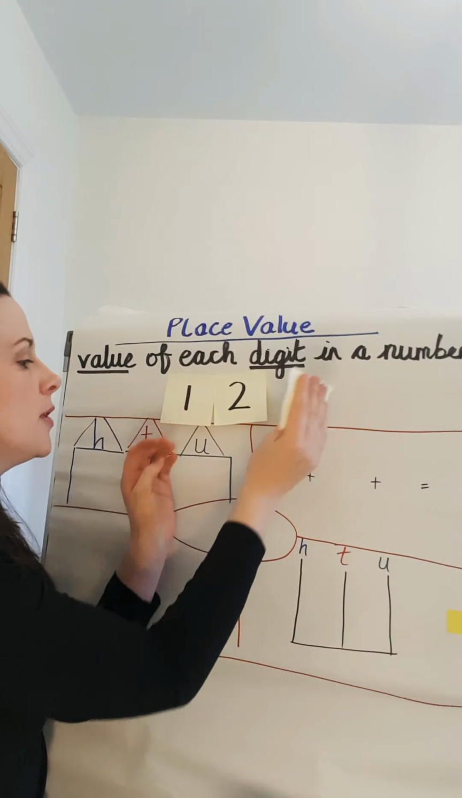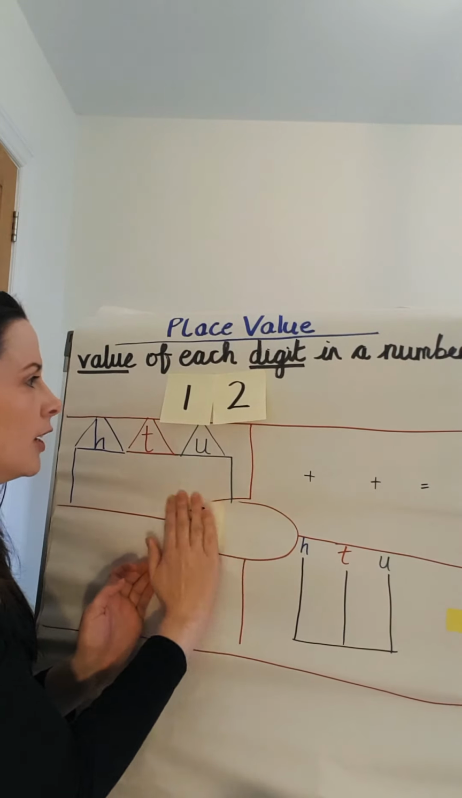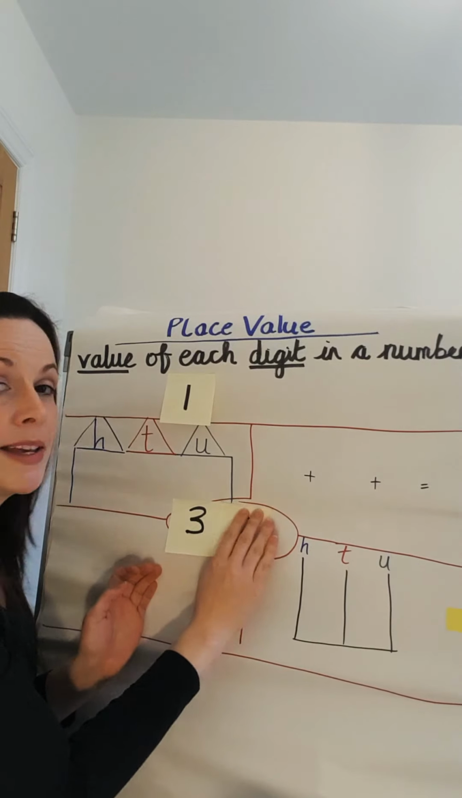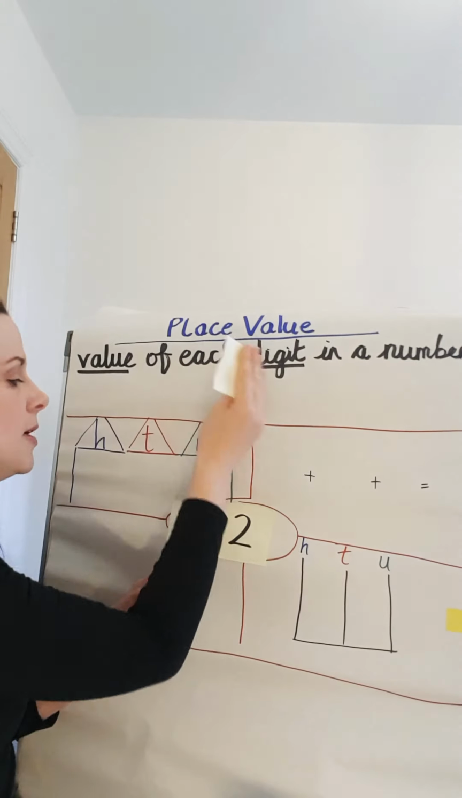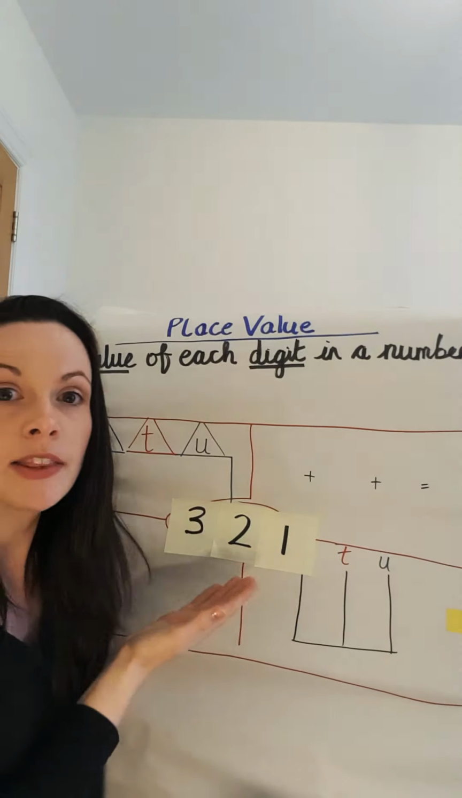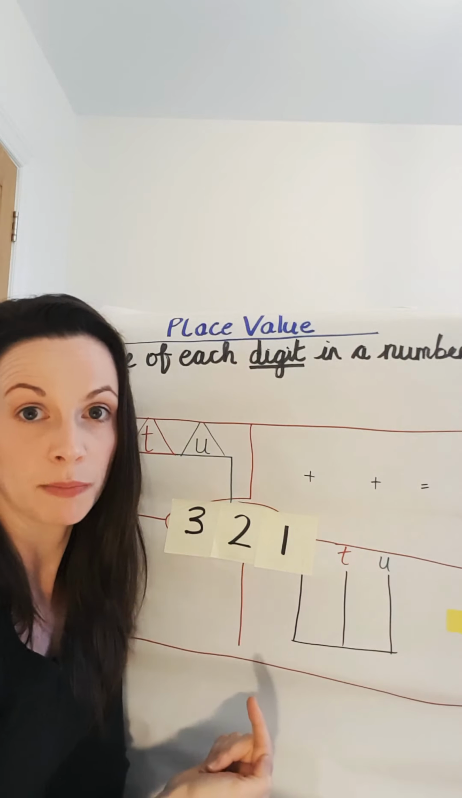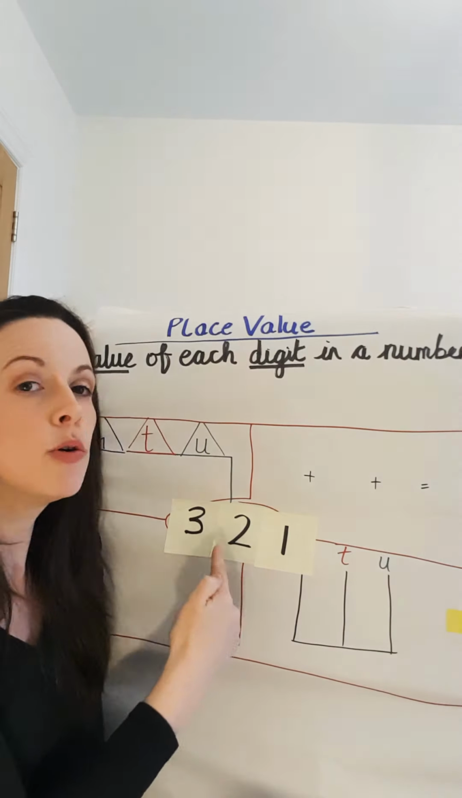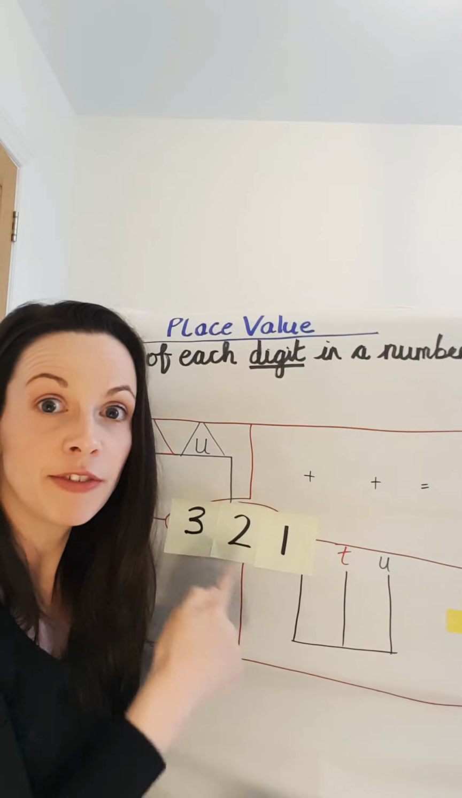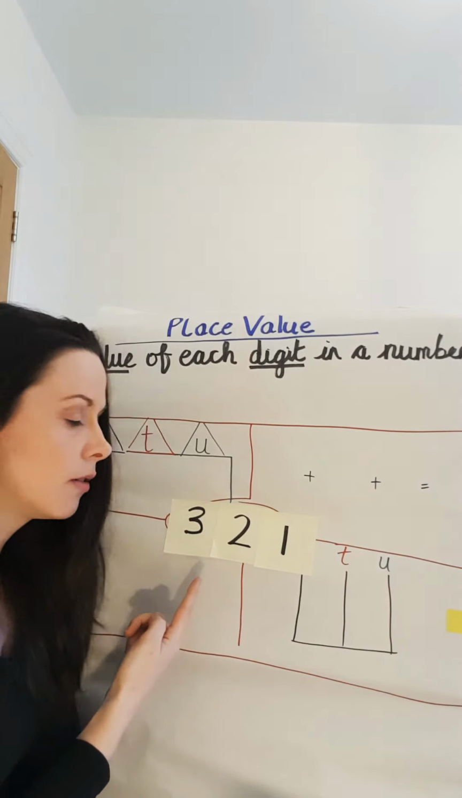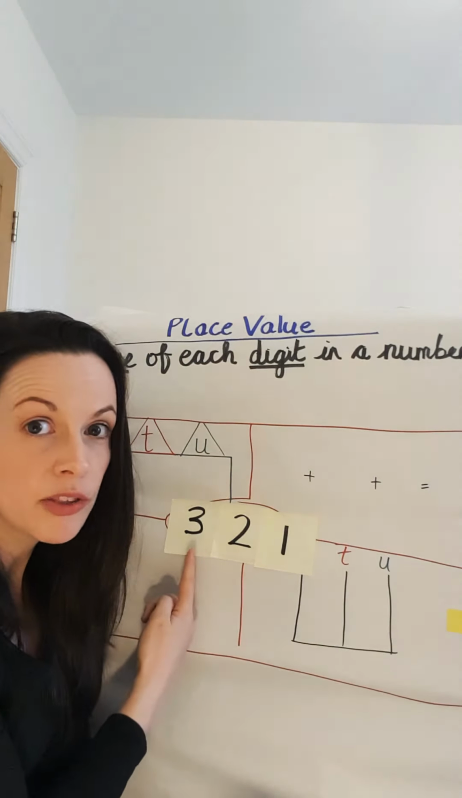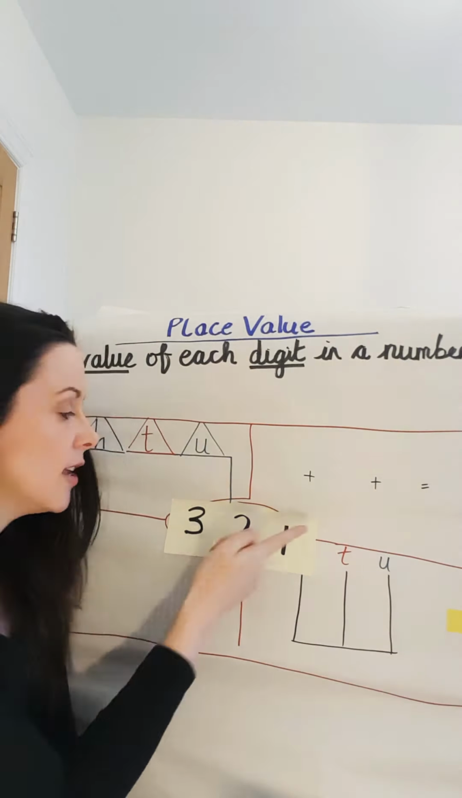Okay. If I was to mix them up, I could mix the digits up. I could make a new number, like the number 321. And now the digits have different values in this number. The 3 isn't in the units anymore. It's now over in the hundreds. So it's not 3 units anymore.